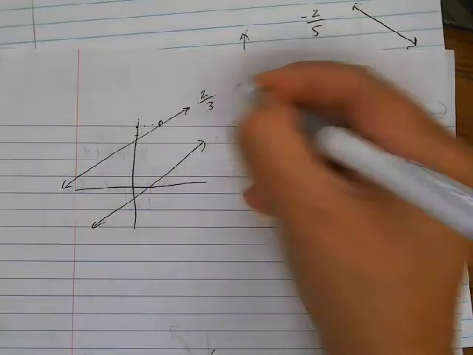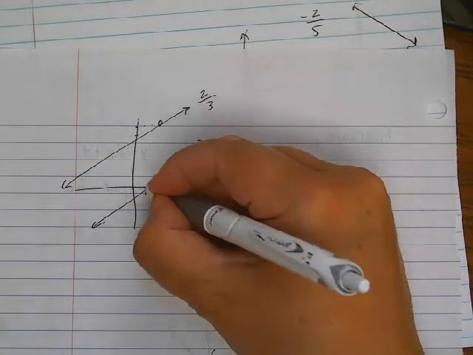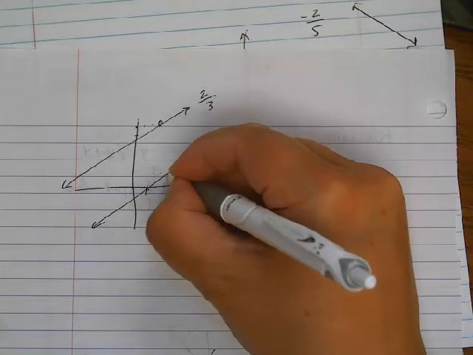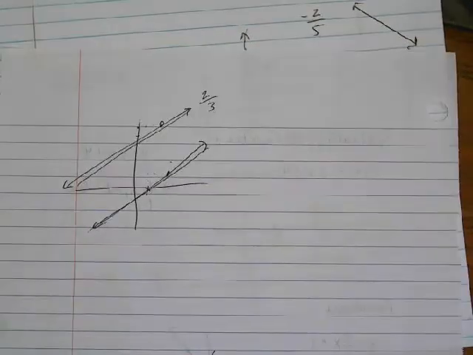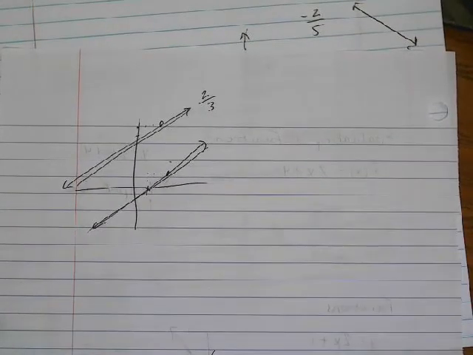The slope is up 2 over 3. If I pick a point on this line and go up 2 and over 3, I'm landing on the line. These two lines will never touch. They will never intersect, and they're in the same plane. You learned that in geometry.